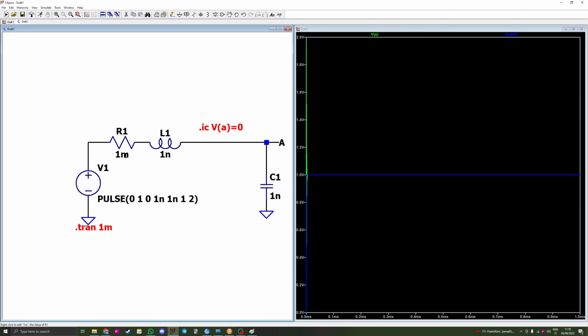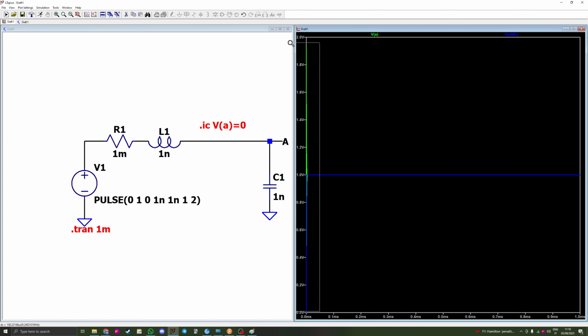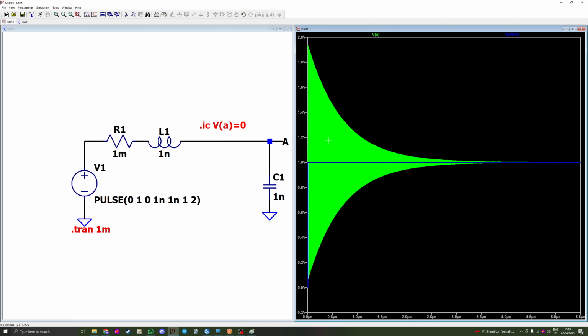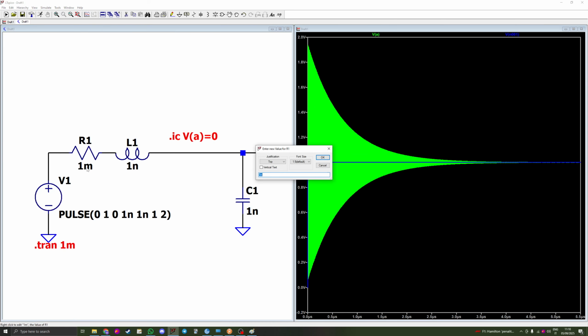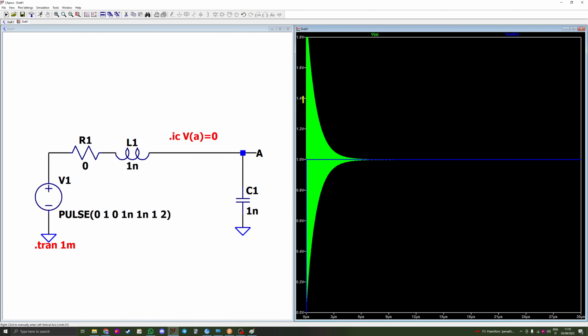That's because Spice has some resistance anyway. You cannot eliminate resistance completely in Spice. Even if this was 0, you will still have some resistance, because this has some resistance, this has some resistance, so you will have it anyway.